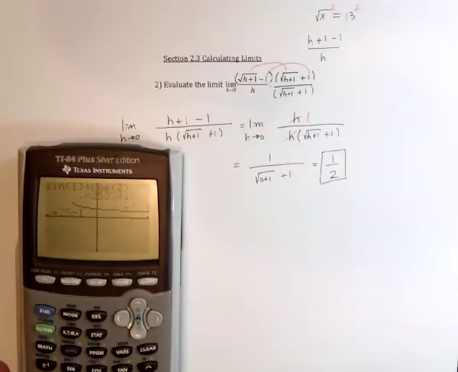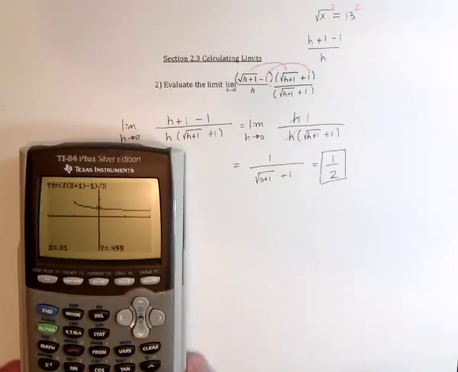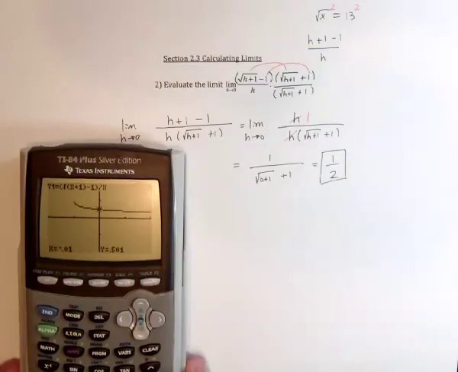So if we're close to 0, like 0.01, then the y value, sure enough, is close to 1/2. And on the other side, if I used negative 0.01, it's close to 1/2. So that seems to be right.